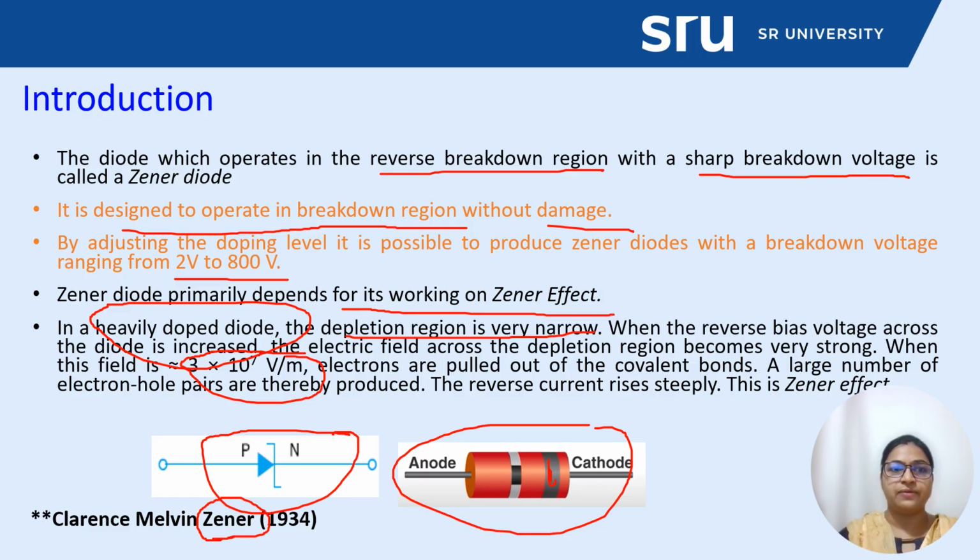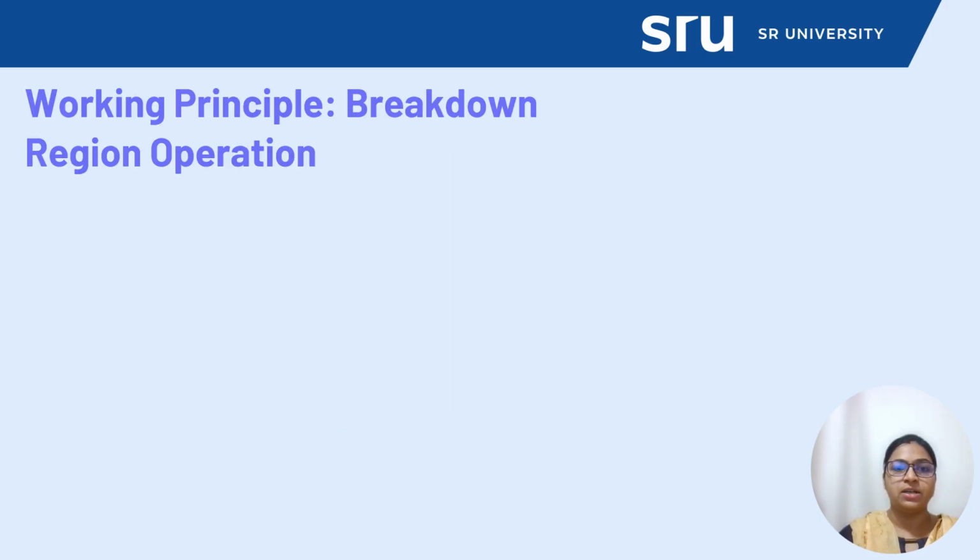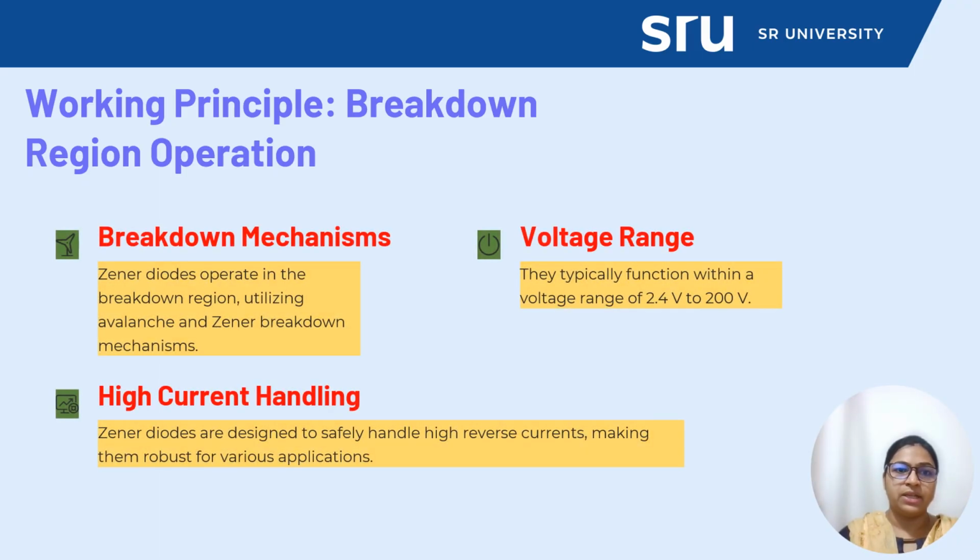So let us first see what the principle of the Zener diode is. The Zener diode works on a very unique feature, the breakdown mechanism. So what is the breakdown mechanism? Basically, a Zener diode operates in the breakdown region, utilizing the avalanche and Zener breakdown mechanisms.